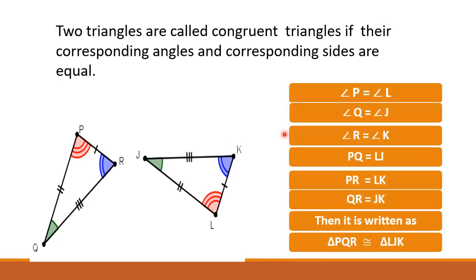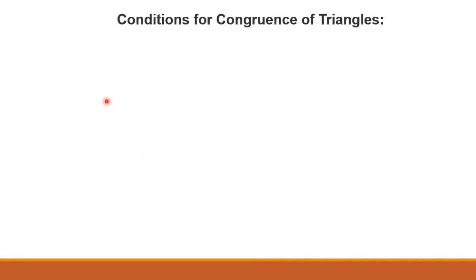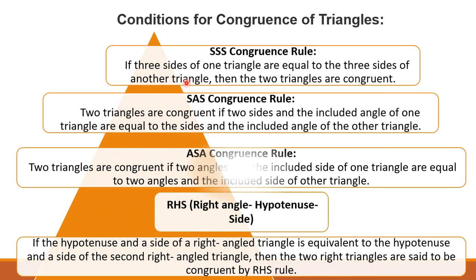What conditions are there? As we learned in the earlier session, how do we write that triangle PQR is congruent to triangle LJK? So let's talk about the conditions for congruence of triangles. We have 4 criteria, or 4 rules or conditions, for congruence of triangles. So let's take them one by one.